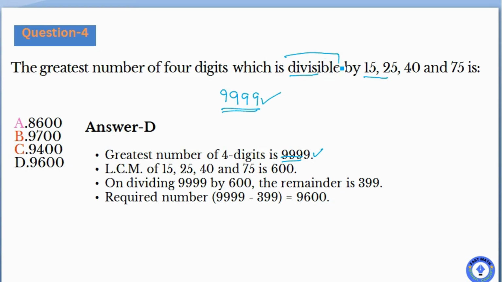What is asked is divisible by these numbers. Whenever this type of wording is used, that means you have to calculate the LCM of these numbers. What is the LCM of these numbers? It is 600. How to calculate? I have discussed it so many times in the previous questions. As per the problem, what is the greatest number of 4 digits which is divisible by these? When you divide 9999 by 600, the remainder will be 399. That means 9999 minus 399 will be 9600, the number which is divisible by all these numbers. The answer is 9600. This is the conventional way.